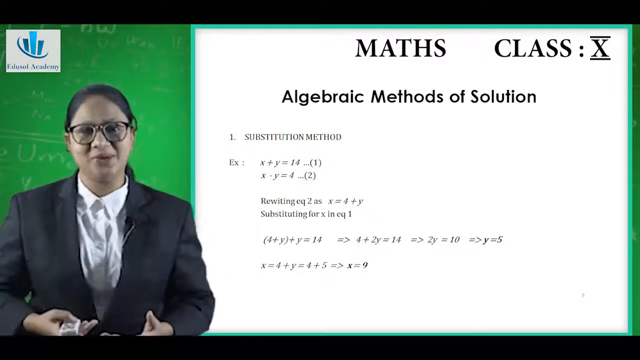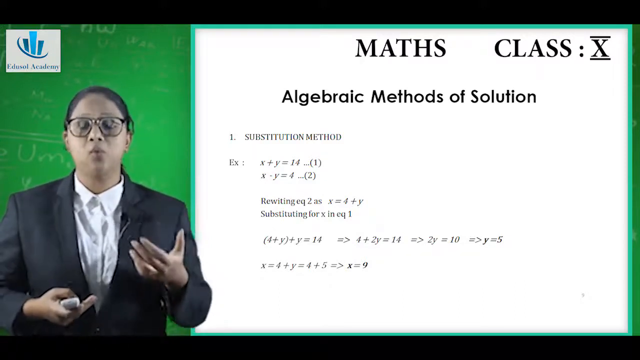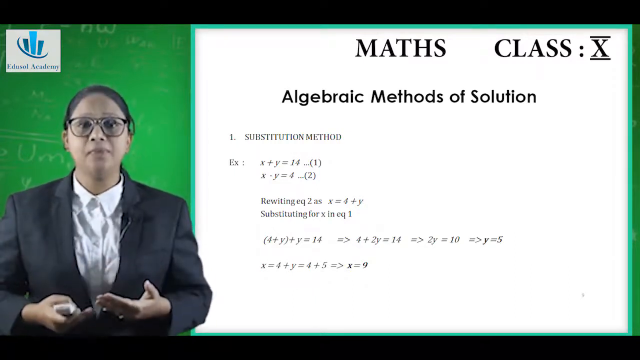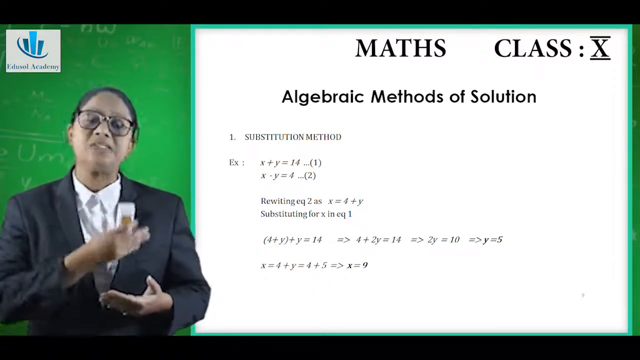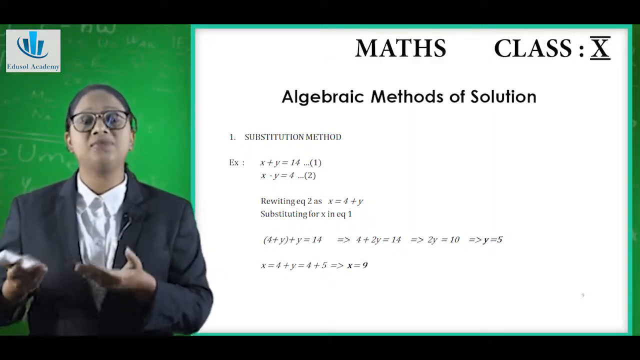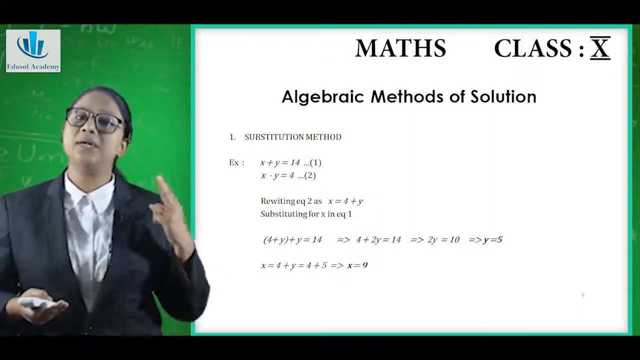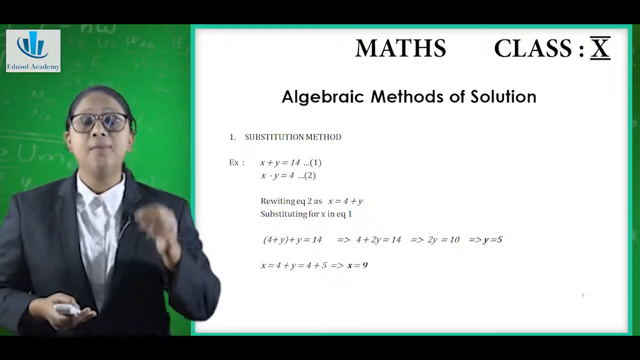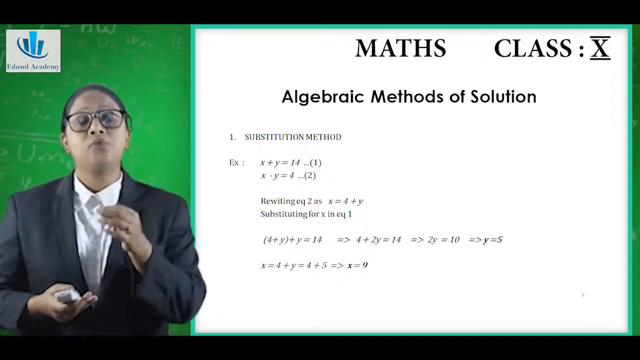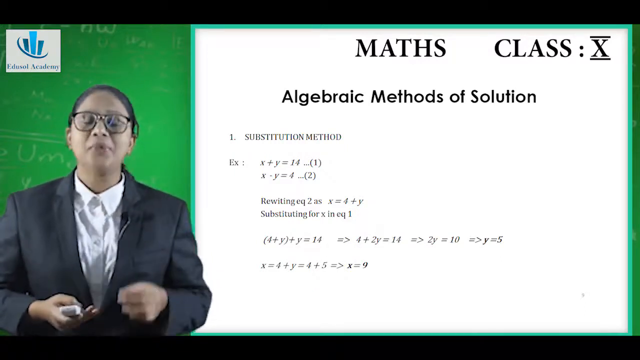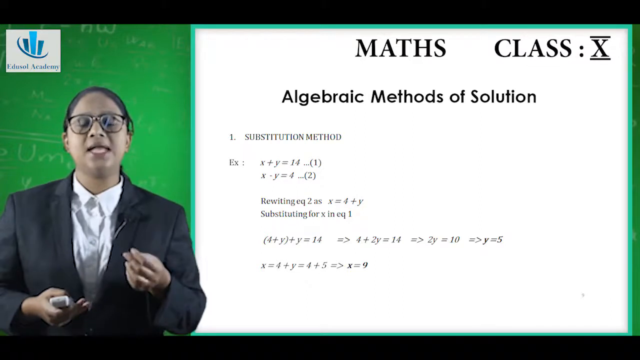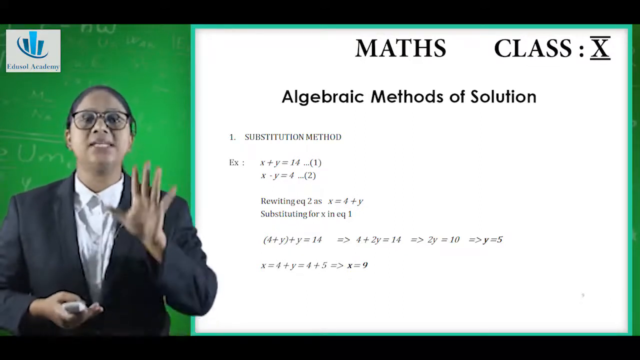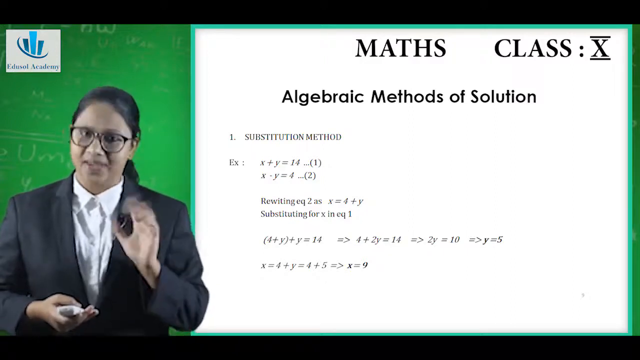So there comes substitution. The equation 1, which was x plus y is equal to 14, will now become 4 plus y is equal to 14, where 4 plus y is x itself from the second equation. I hope that's clear. Now the equation will become 4 plus, opening the brackets, 4 plus 2y is equal to 14, or upon cancellation and division, we will get the value of y as 5. y is equal to 5.